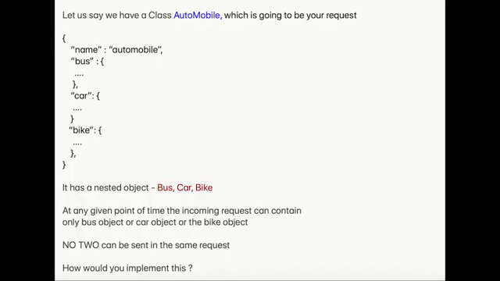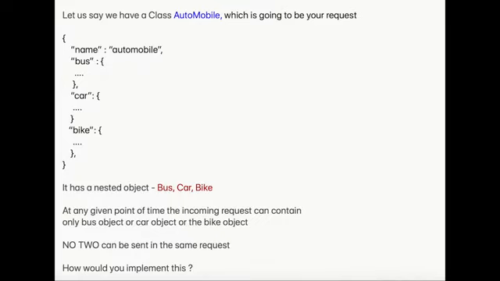So here is an example. Let us say we have a class Automobile, which is going to be your request. And here's a sample JSON request that is given to us by a product owner. Let's say this is the swagger that you got. So it has a nested object bus, car, and bike. At any given point of time, the incoming request can contain only the bus object or the car object or the bike object. No two can be sent in the same request, which means at any given point of time there can be only one nested object. You cannot have multiple nested objects of bus, car, and bike. It's kind of like a type.